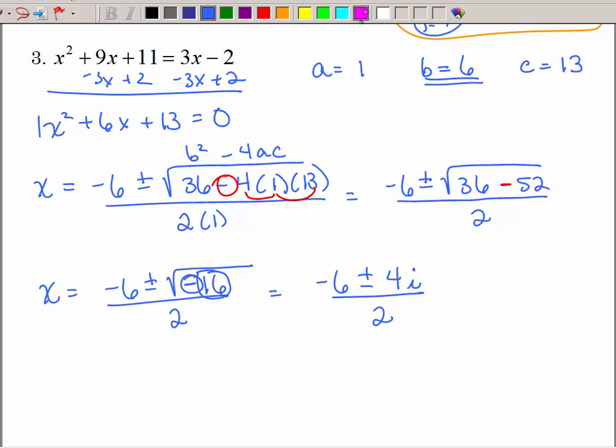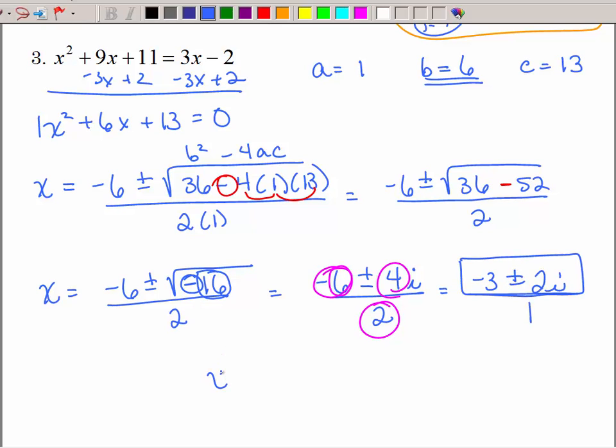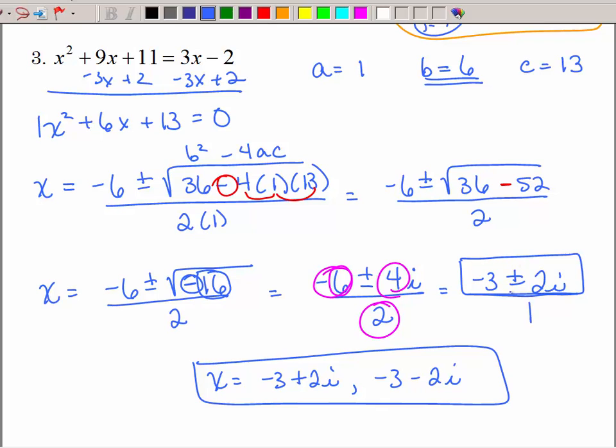Now we're going to look at all the numbers outside of the radical. Can we reduce those? Yes, we can. They're all divisible by 2. So again, remember those are two different answers, negative 3 plus 2i and negative 3 minus 2i. That plus or minus sign does stand for plus and minus, two different answers.